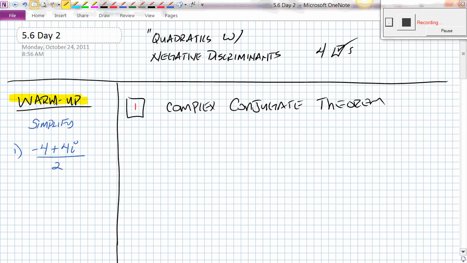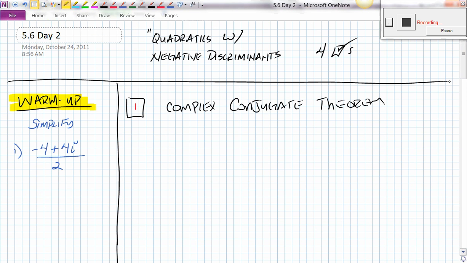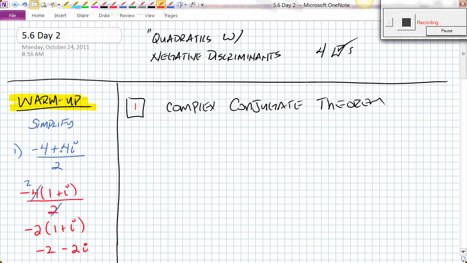On the left-hand side of our Cornell notes, I asked everyone to simplify negative 4 plus 4i divided by 2 as problem number 1, and then number 2 was 6 plus 4i divided by 2. So I'll pause. Okay, so here's what you should have got for the warm-up, right?